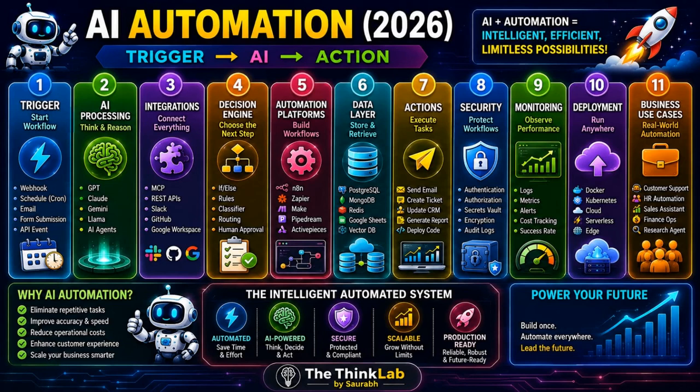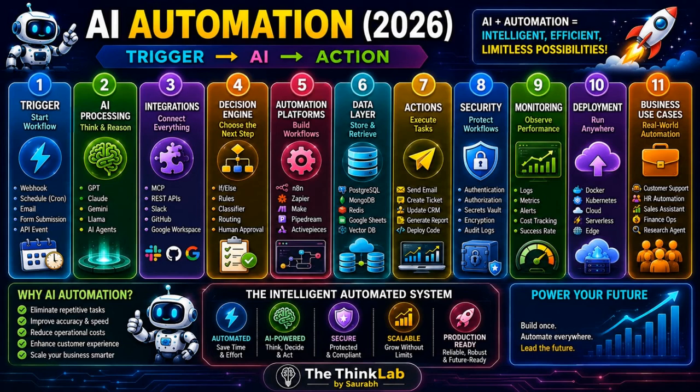So today we are going to understand something very powerful, AI automation. Not just what it is, but how it actually works step by step. By the end of this video, you will understand how modern systems think, decide, and act automatically, right?